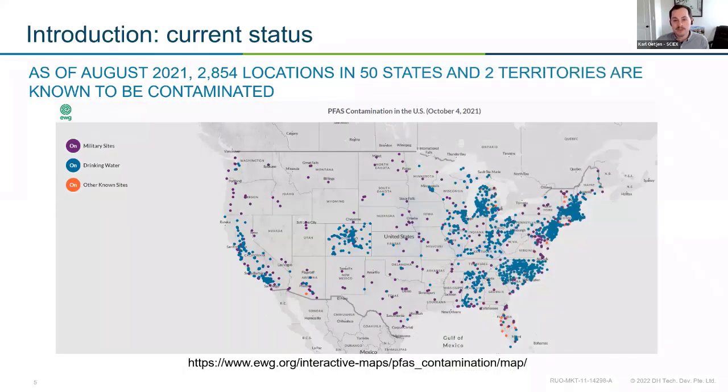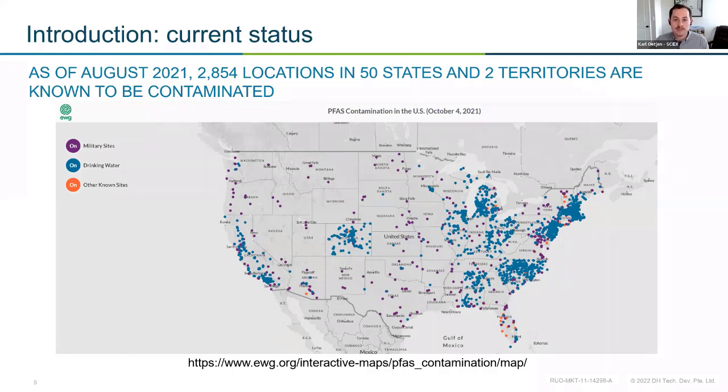And ewg.org puts out this really awesome interactive map that shows contaminated sites, whether those be a drinking water site or a military site or some other type of site, where you can go ahead and enter in your address. And I think what you'll probably find is that there's a contamination site probably a little bit closer than you would have hoped to where you live or work.